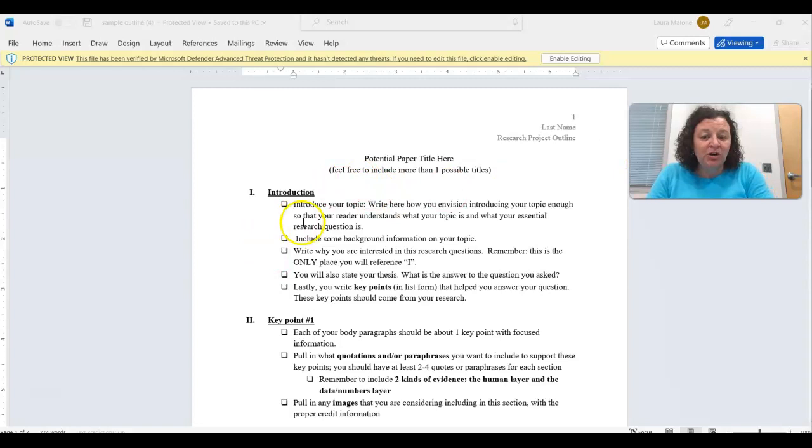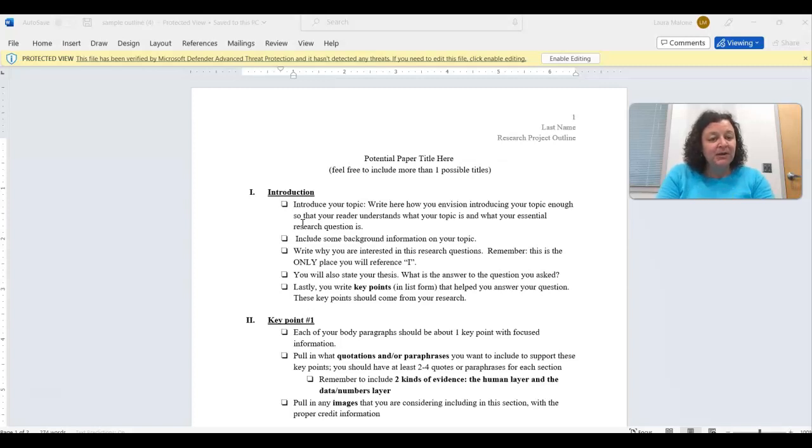Okay, so you're going to want to start off your paper by introducing your topic. What's your connection to it? What's the background of the topic? And then you're going to want to also state your thesis. Your thesis is the answer to the question you asked. Okay, and then your key points are, what are those buckets of information that you collected that helped you get to that answer?